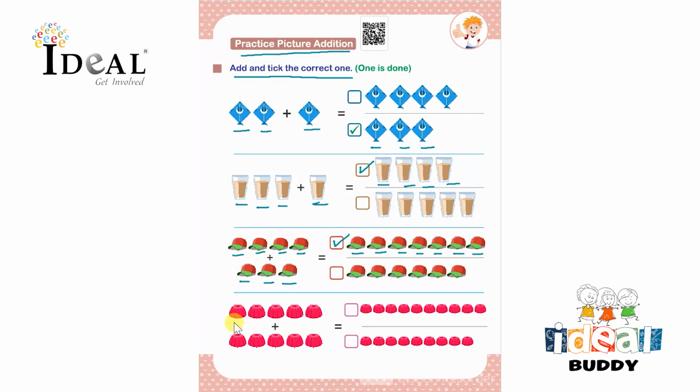After that there are 1, 2, 3, 4, 5 jelly beans given over here. 1, 2, 3, 4, 5. Again 5. So 5 plus 5 makes 10 jelly beans. So 1, 2, 3, 4, 5, 6, 7, 8, 9, 10. So this is the correct answer.